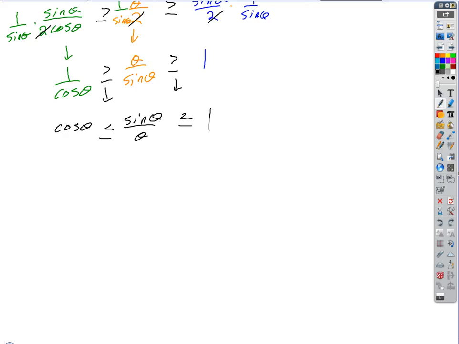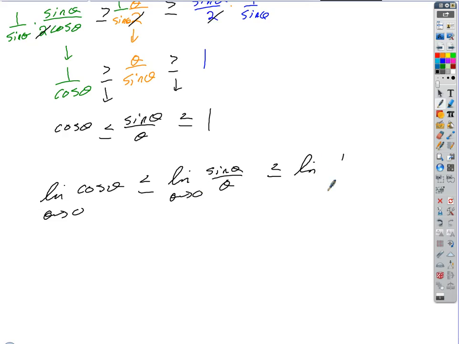If I take the limit of each of these expressions as theta approaches 0, all I'm doing is just shrinking theta down towards 0. It's still positive though, right? So we'd end up with the limit of cosine theta as theta approaches 0 is still going to be our left boundary. The limit of sine theta over theta is pinched in the middle, and the limit of 1 is going to be our right boundary. Well, let's evaluate those limits.